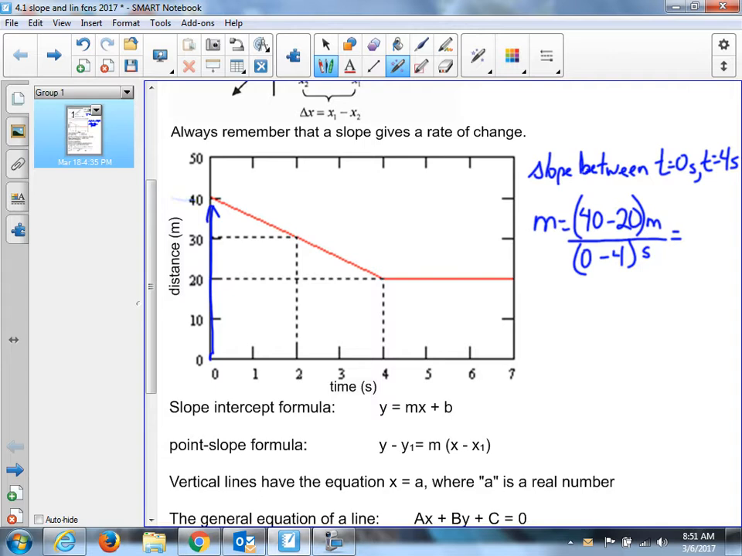So you could have done 20 minus 44 minus 0. Same answer. Regardless, though, we got 20 divided by -4, right? -5 is the slope.